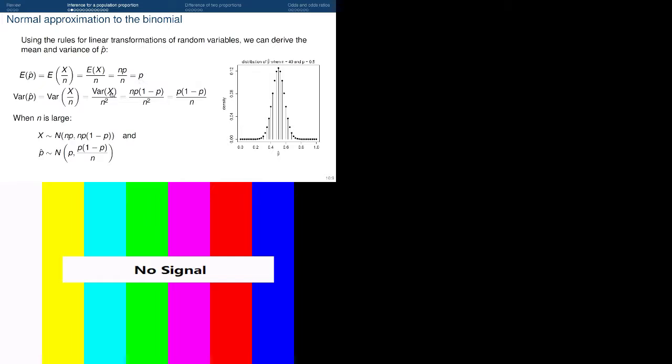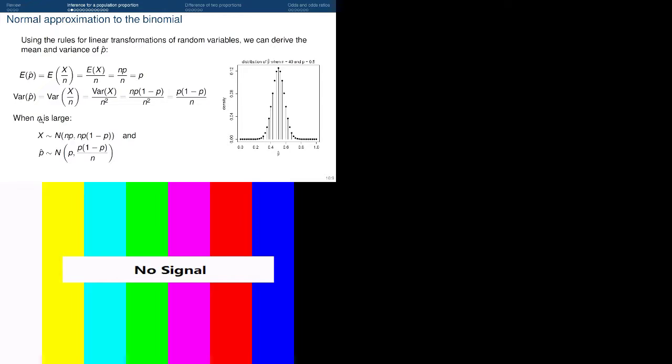Okay, so what does that mean? That means that the expected value of our estimator, so on average, our estimator will equal the population proportion. It will equal the thing that we're actually trying to estimate on average. So that's good. That means that our estimator, X on n, is unbiased. Okay? And we can also calculate the variance of p hat as well by using the rules of variance.